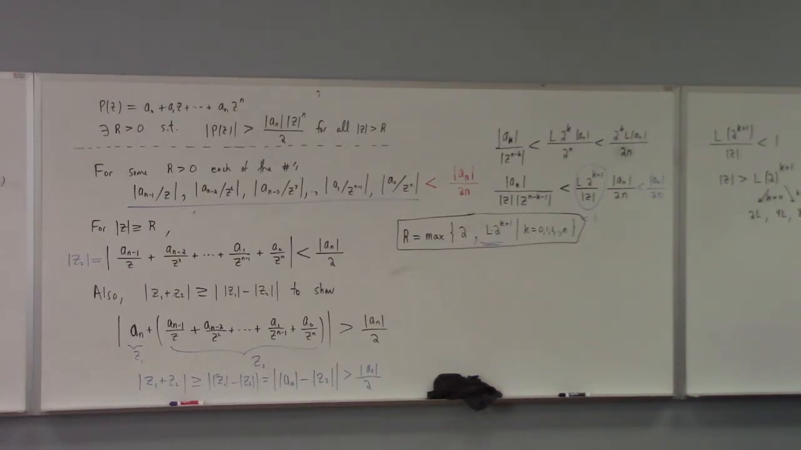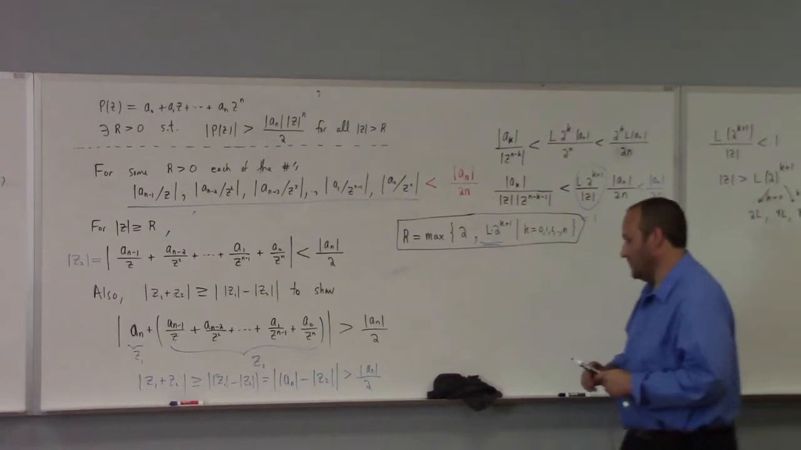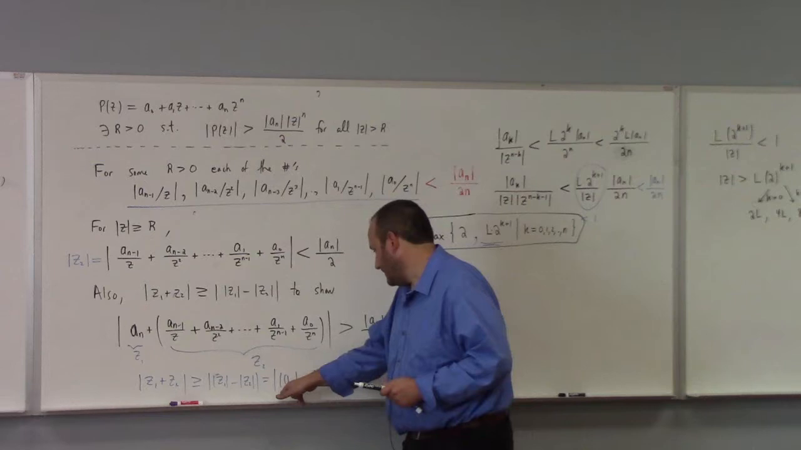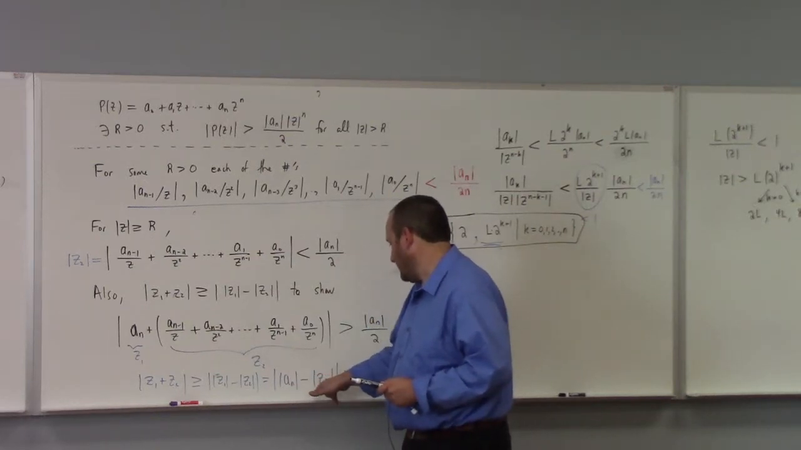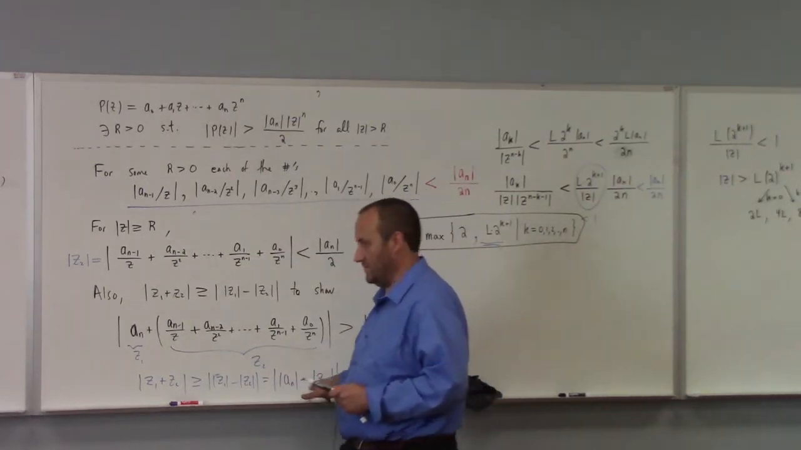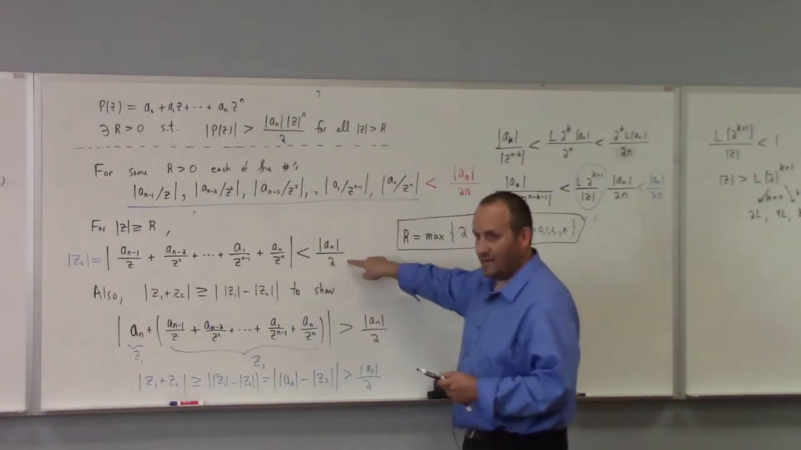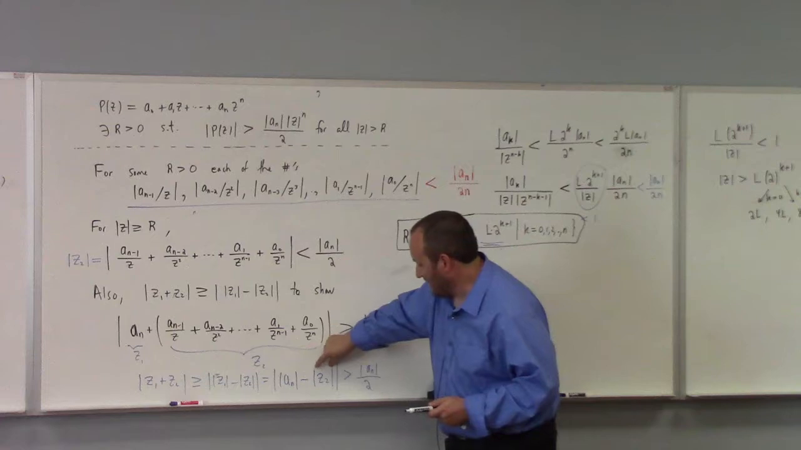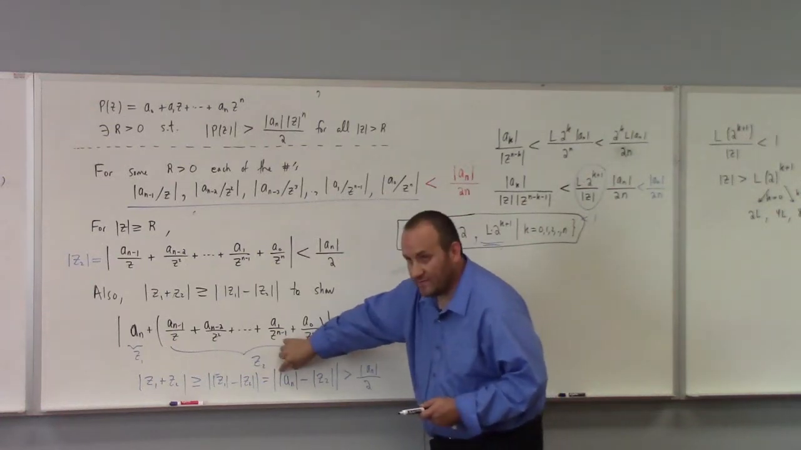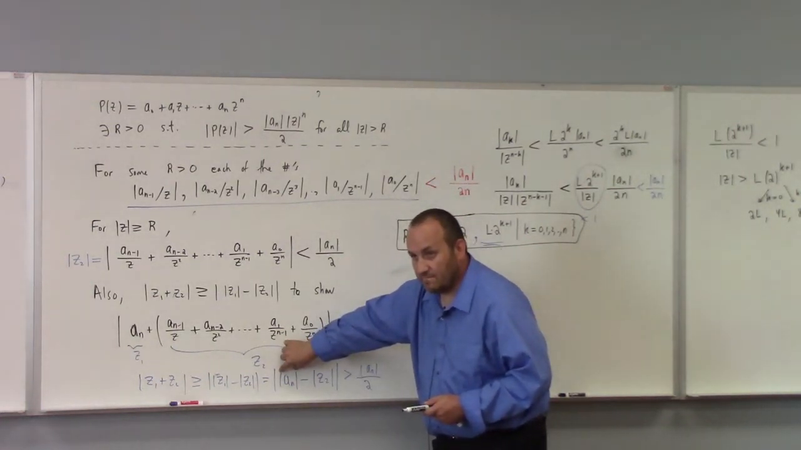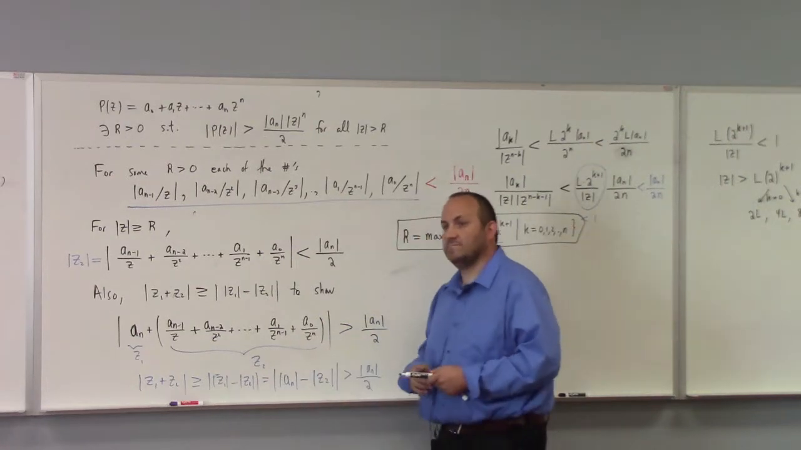Where? I think the last step. The last step. Okay, so the modulus of a sub n minus the modulus of z2. We know that this is less than that. So I'm subtracting something that is at most half of this. Oh. Okay.